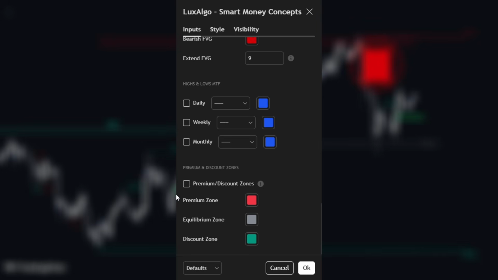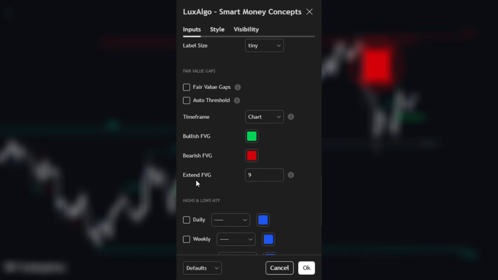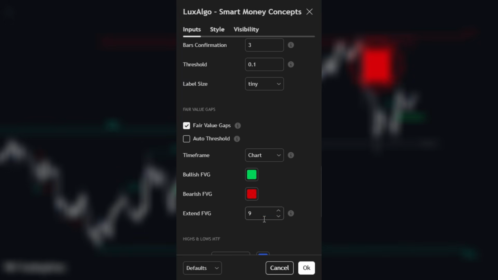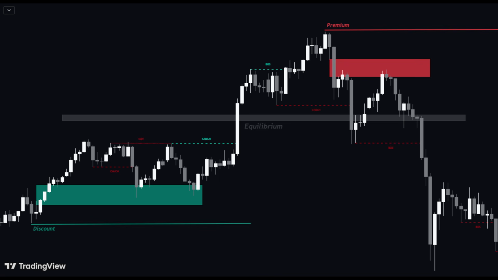First, go into the indicator settings, turn on premium and discount zones, enable fair value gaps, and I highly suggest extending them to 5 points so they are perfectly clear on your chart. The strategy is incredibly simple but wildly effective. To auto-find a high probability buy setup, you do not just buy anywhere.